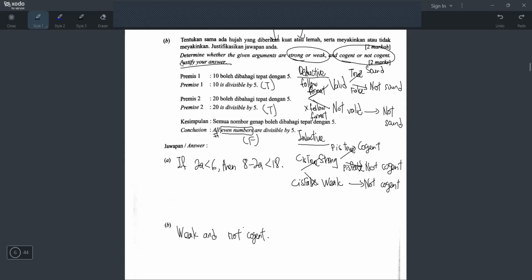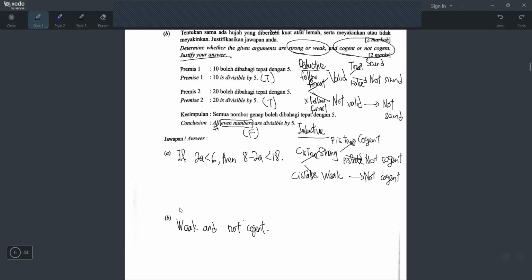So they ask you to justify your answer, so we can give a reason here. So what would be the reason? Because the conclusion is false, right? The conclusion is false. So when the conclusion is false, then it's weak, right? And when it's weak, it's automatically not cogent, right? Even if all the premises are true, you are still not cogent. It's still not cogent because when it's weak, it's definitely not cogent already. Okay, so this is the working.